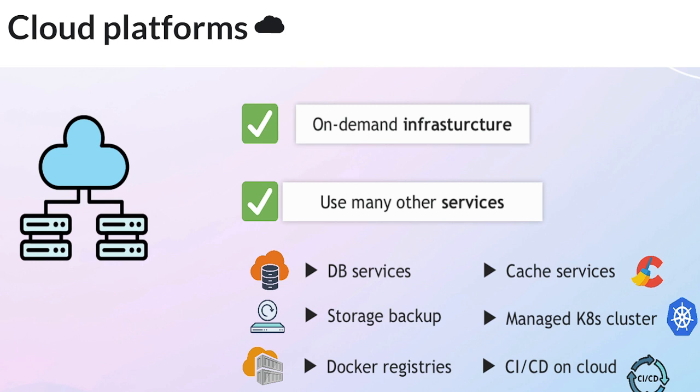Now we have cloud platforms that offer way more than just computer resources like renting a server. You can now get not only your whole infrastructure on cloud, but also a bunch of services on top of that, like database services, storage backups, Docker registries, cache services, managed Kubernetes clusters, and CI/CD on cloud. So on-demand infrastructure is available there, and you can use many other services. If you see AWS, it is not just limited resources, it has plenty of services for you, so you can explore that. And if your application needs database services, you can do that using cloud platforms.